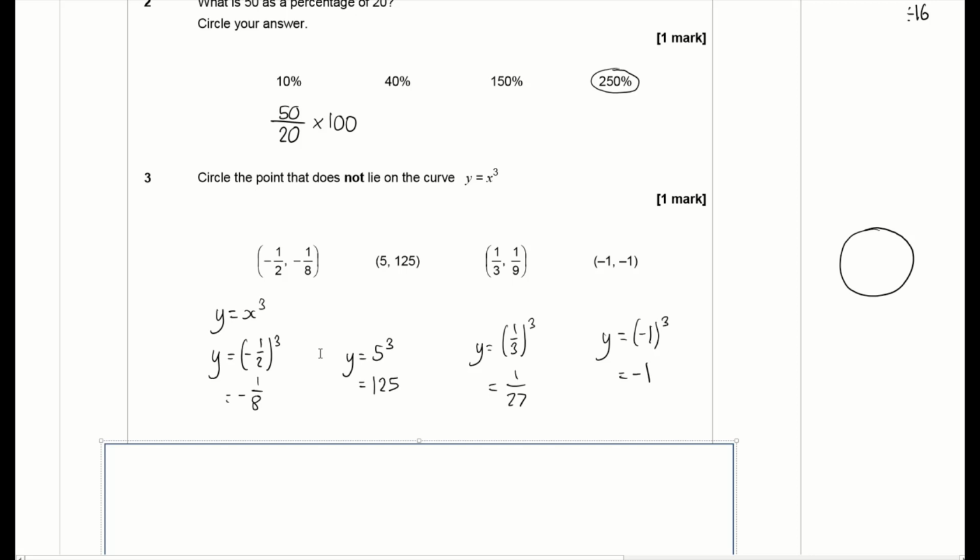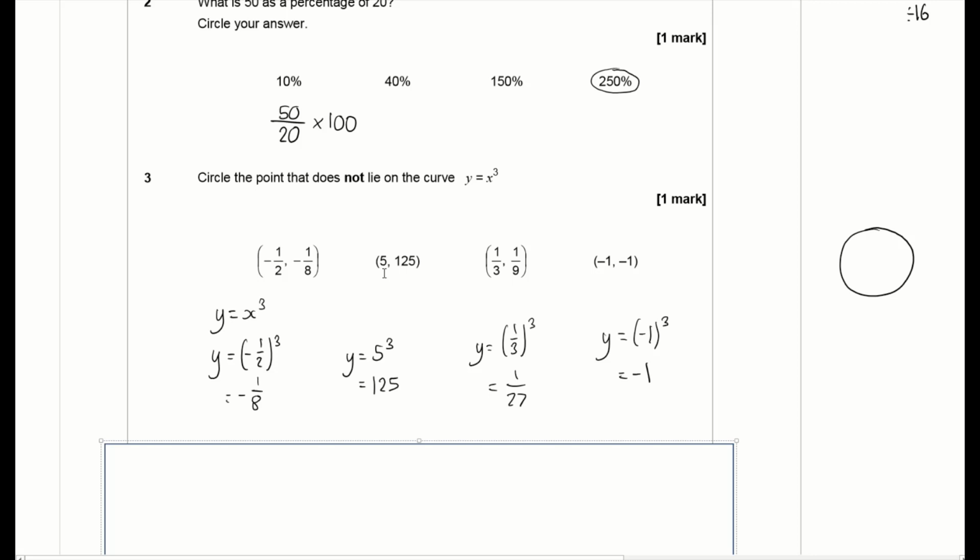That way you can ensure that the calculator processes the value in the correct way and you won't get the wrong answer. In this case, it wouldn't have actually made too much of a difference, but if you're dealing with even powers, it can become a bit of an issue. Now, when you evaluate negative a half cubed, you get negative an eighth, but you can see here negative eighth was also the corresponding value. So that tells you that that is actually on the curve y equals x cubed.